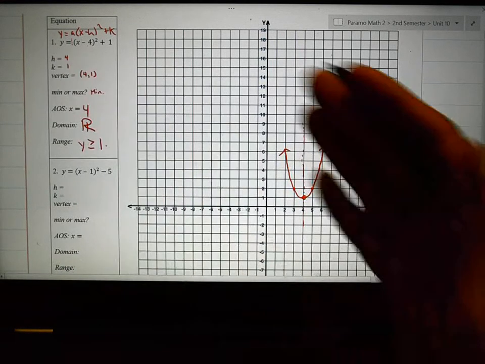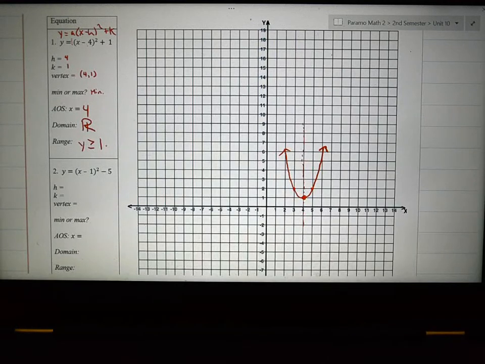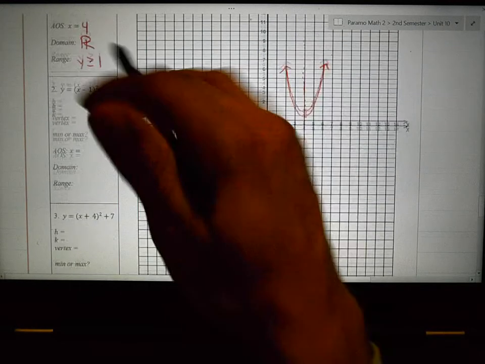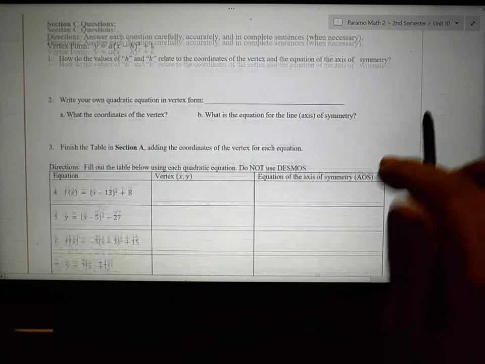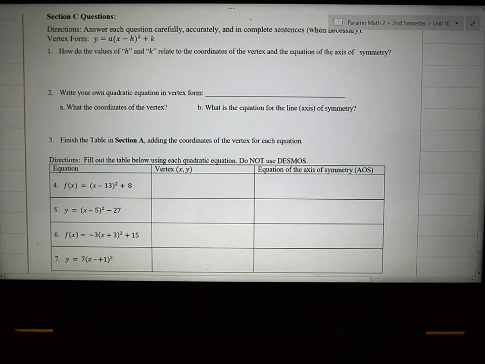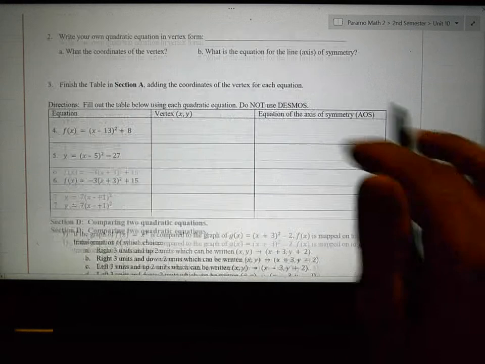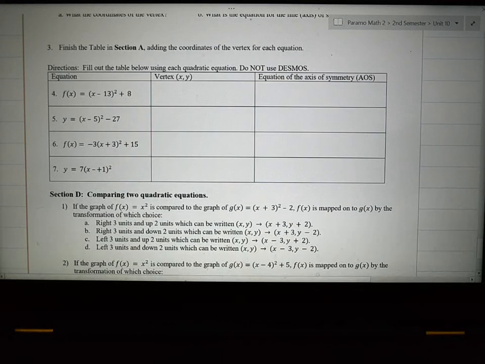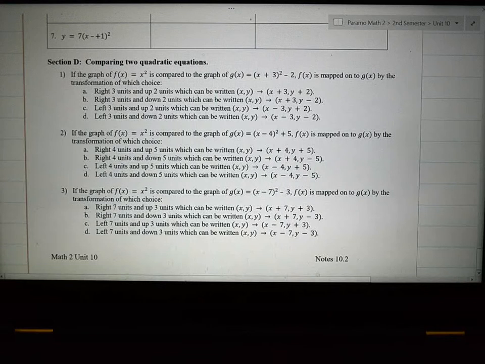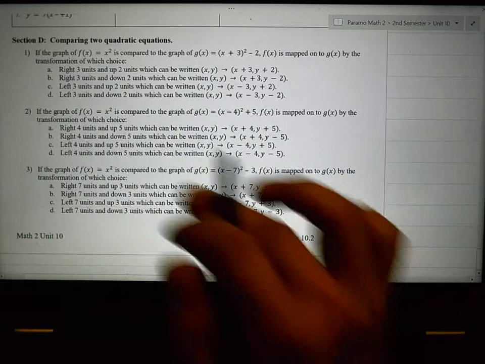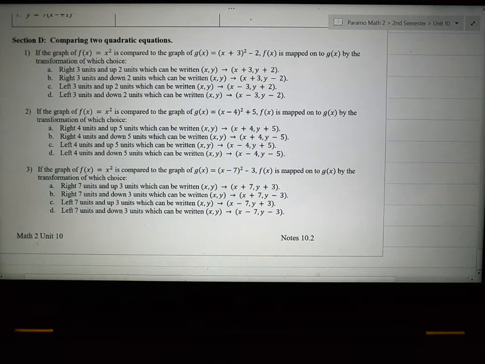So now you have this. You're going to do the same thing on 2 and 3. You'll answer some questions on part C as well. But I want to do at least one example of part D because it deals with that translation. So I'm going to switch over to this. It'll be my last example and we'll end your notes after this one.